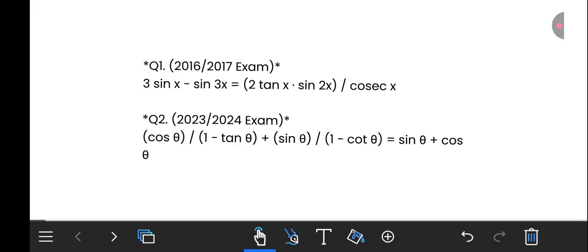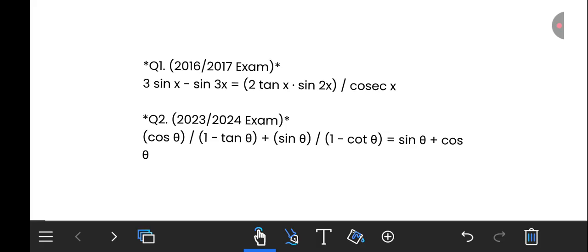Now let's look at the second question. The second question, which was asked in the 2023-2024 exam, was cos theta divided by 1 minus tan theta plus sin theta over 1 minus cos theta is equal to sin theta plus cos theta.